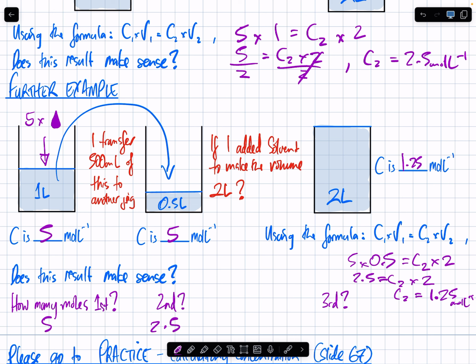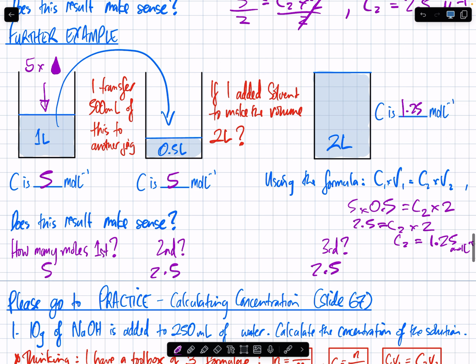Did I change the number of moles when I went from the second to the third jug? Did I add any blue? I only added water. So there's still 2.5 moles in there. And you're probably going, why is the concentration not 2.5 moles? How much water is in there? 2 liters. All right? So that halves the concentration there.